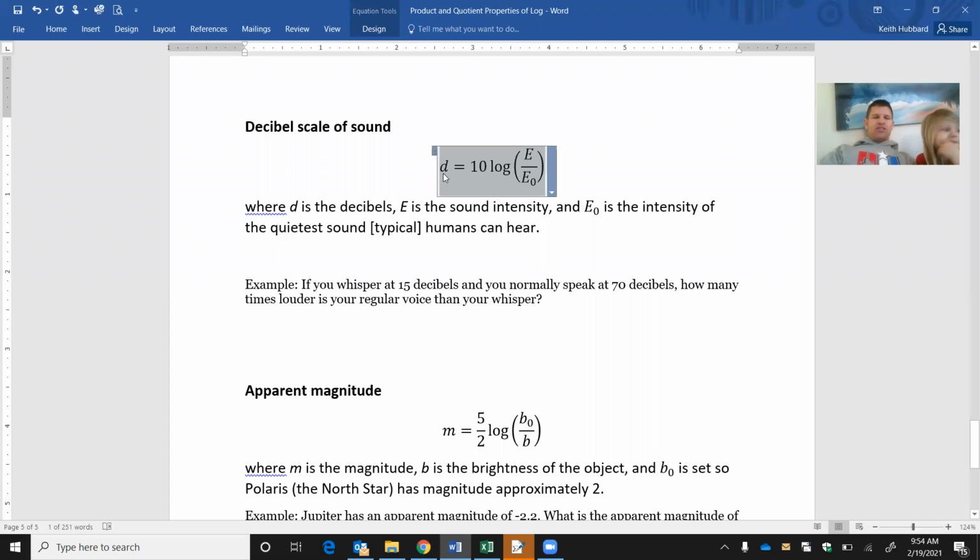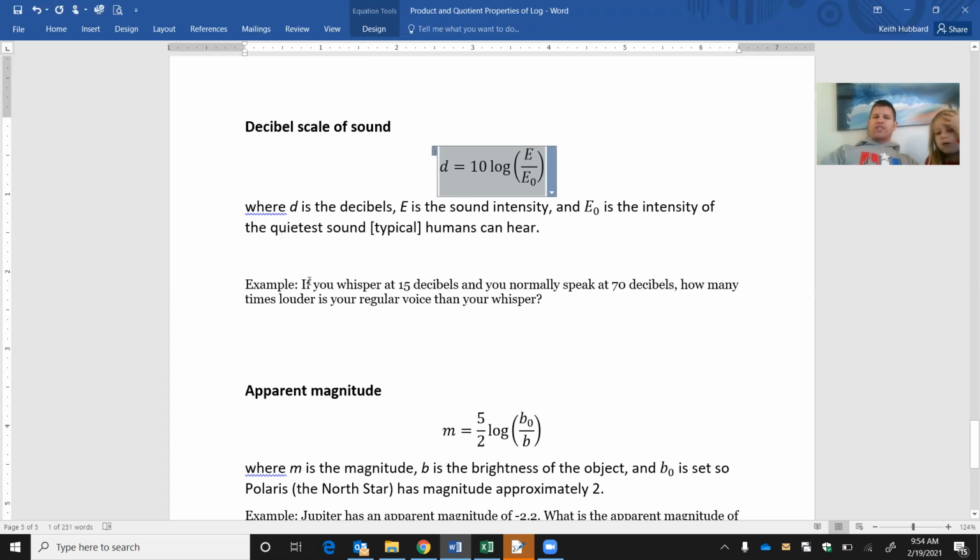Let's see. D equals 10 log, that's implicitly log base 10, of E over E naught, where D is the decibels, E is the sound intensity, and E naught is the intensity of the quietest sound typical human ears can hear. Okay, so here's an example problem.